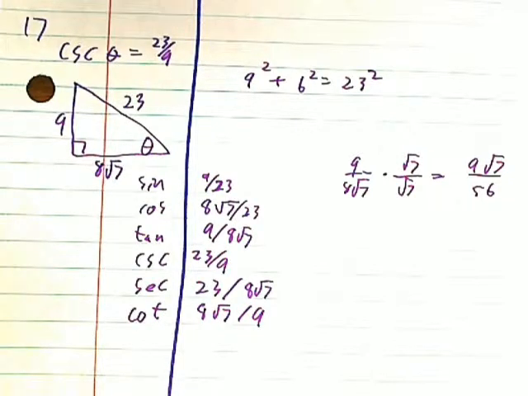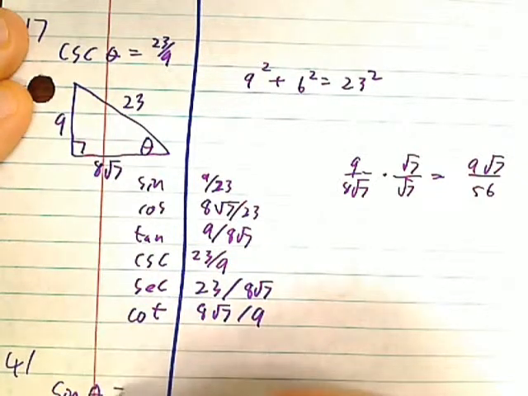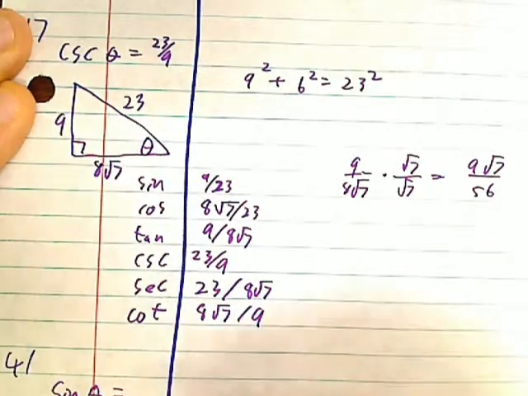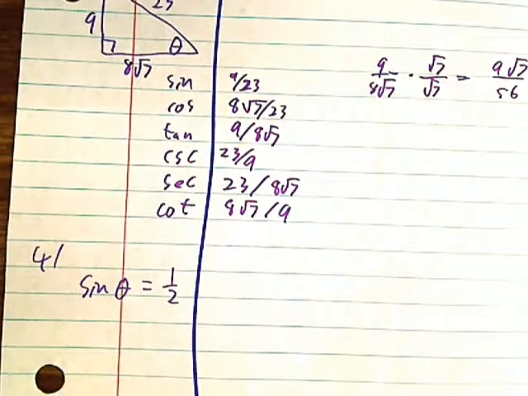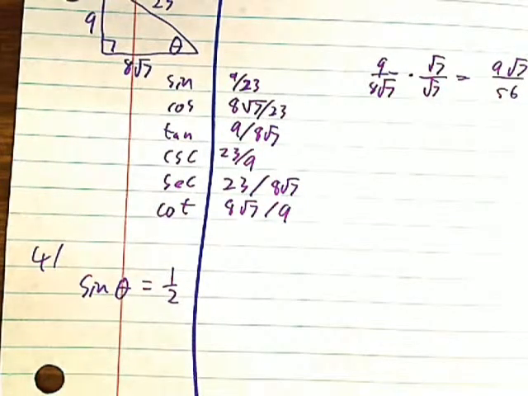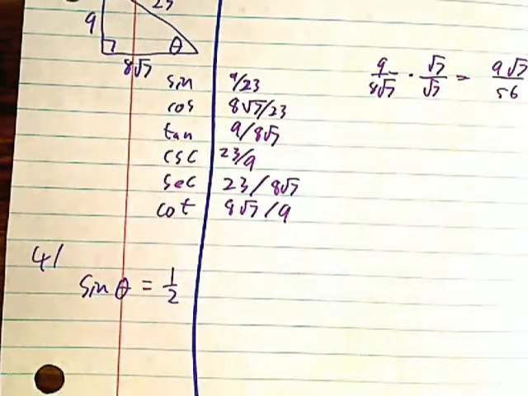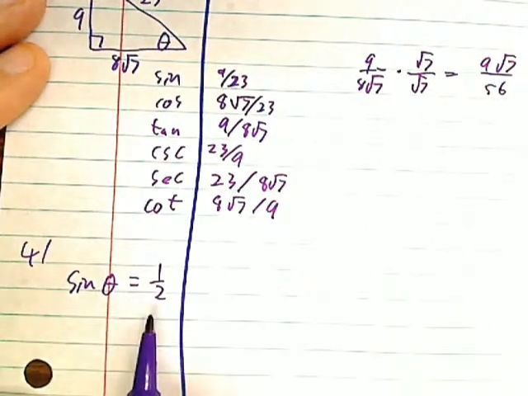I want to look at number 41. Sine theta equals 1/2. And they want to find some angle theta that will work here. Go ahead and try to use your special triangles to make this one work. Which angle will give you 1/2 for sine? Go ahead and pause. Okay, looking at this, I'm going to look for the special triangle with a 1 and a 2 in it, and that is the second one, the 30, 60, 90 right triangle.